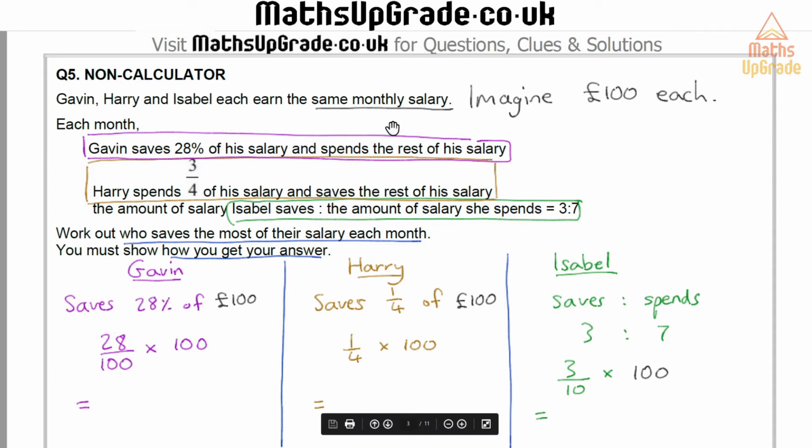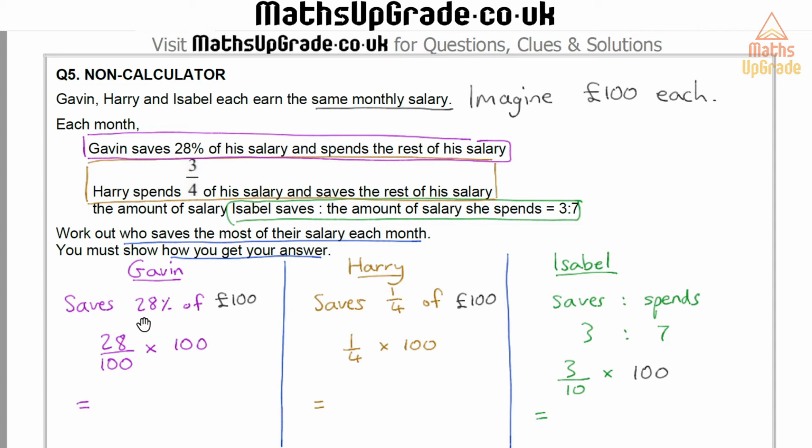I'm just going to imagine that they each earn £100. I'm choosing 100 since £100 is easy to find a percentage of, and it is easy to find a quarter or 3/4 of. Also, £100 can be divided into 3 to 7 since there are 10 parts altogether and 10 is a factor of 100. It's a non-calculator question, so this amount is quite clever, but you can actually choose any value, it just might make the calculations more difficult.